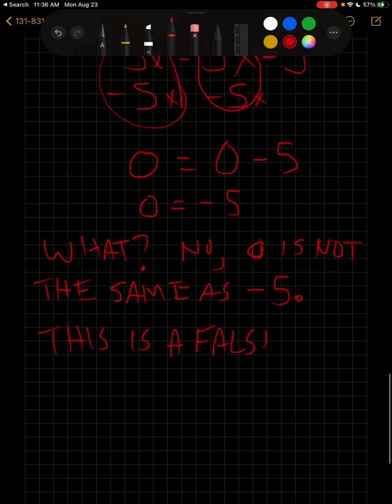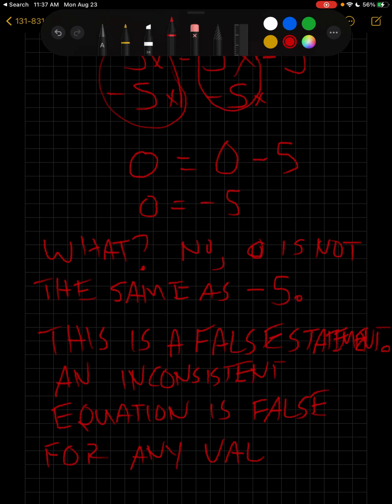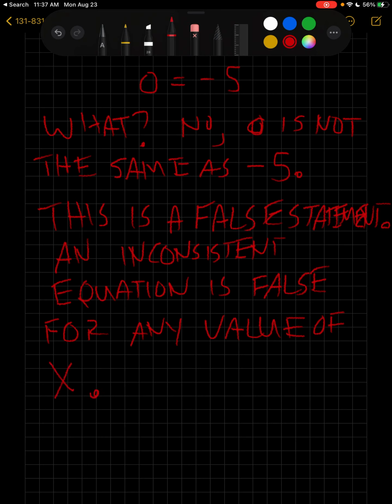And it turns out that that's what makes this an inconsistent equation. This is a false statement. An inconsistent equation is false for any value of x. So in other words, it doesn't matter what value x is. 0 is never going to be negative 5. That's how you know this is an inconsistent equation.